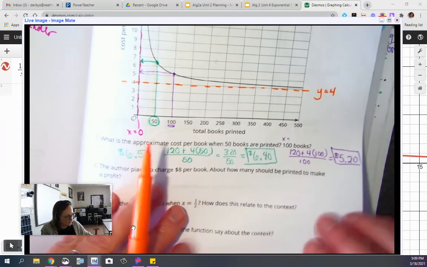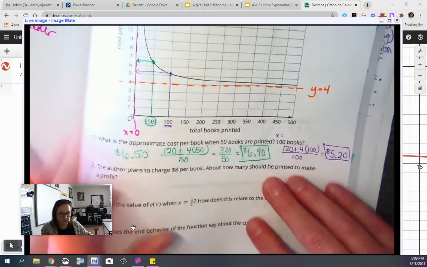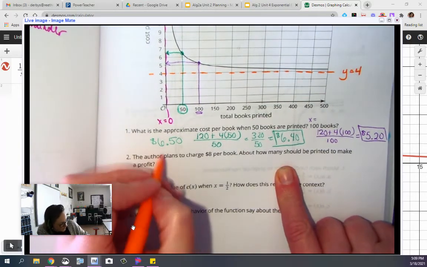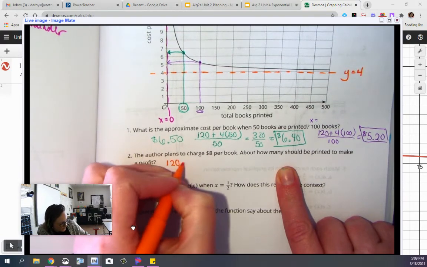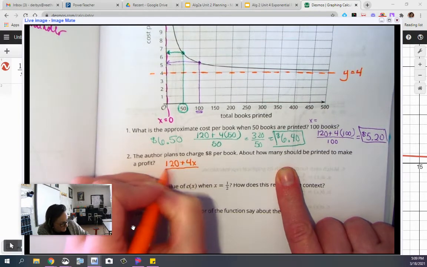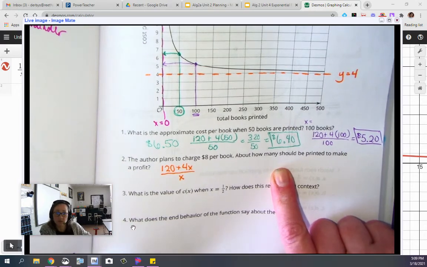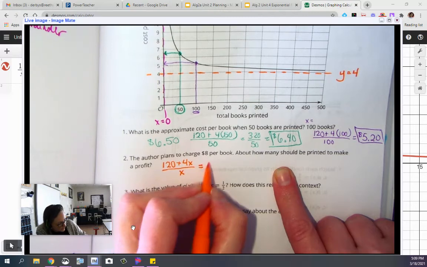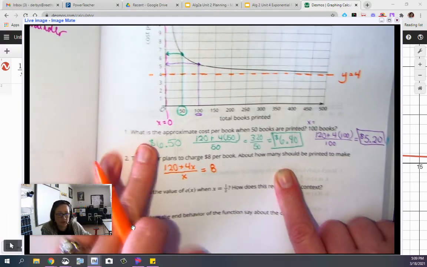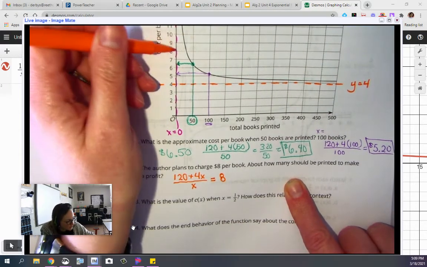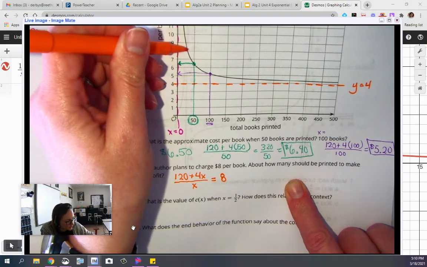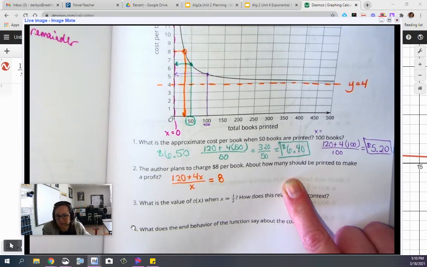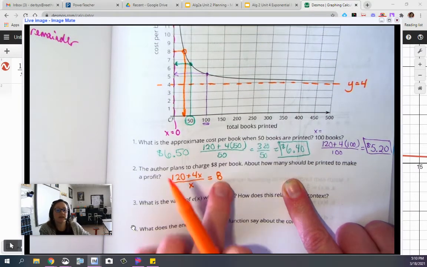Now, if an author plans to charge $8 a book, how many should they be printing? Well, this means that we're back to not knowing how many books. So I'm going to use my original equation with my unknown x's, and I want to have it equal to $8. Now my graph tells me if I take that $8 per book, follow it over and then down on my graph, I might be looking at somewhere around about 35 books, but I can get exact by here.